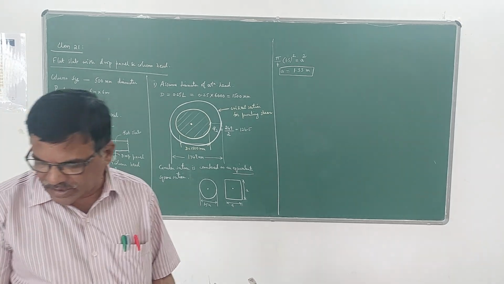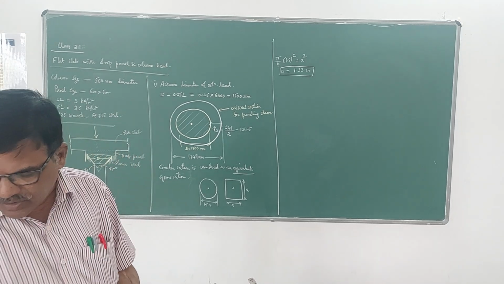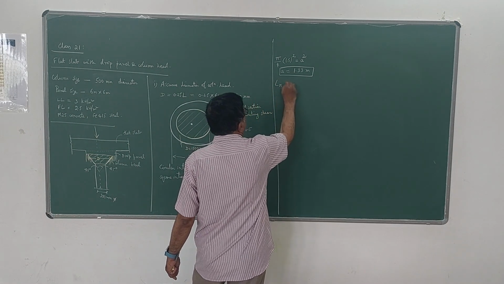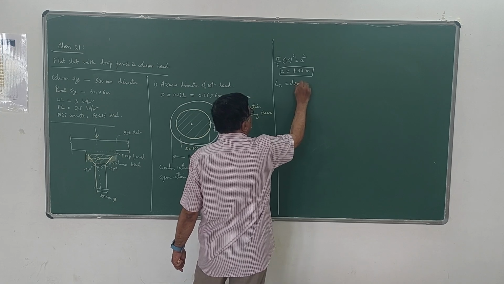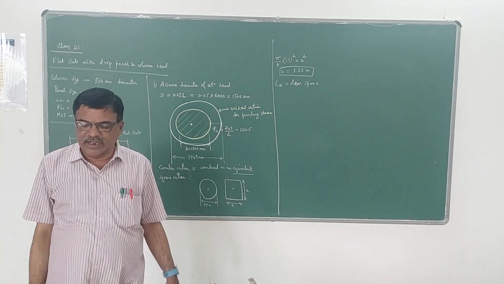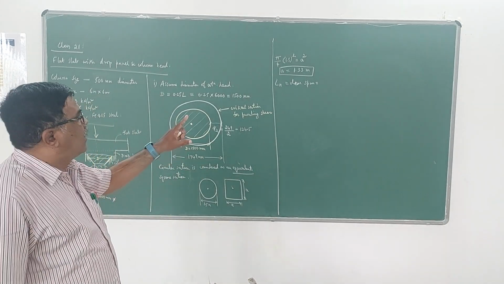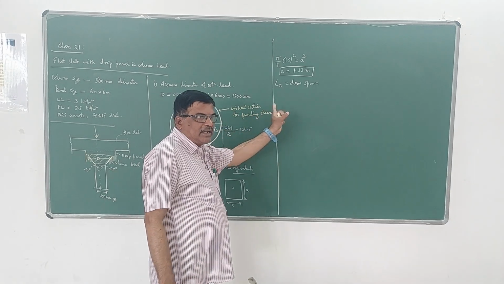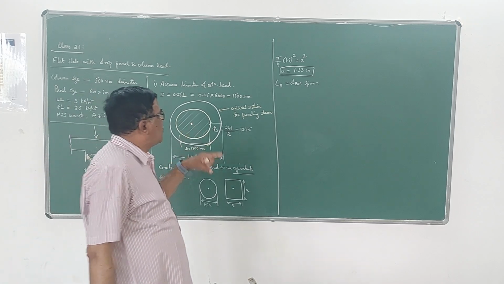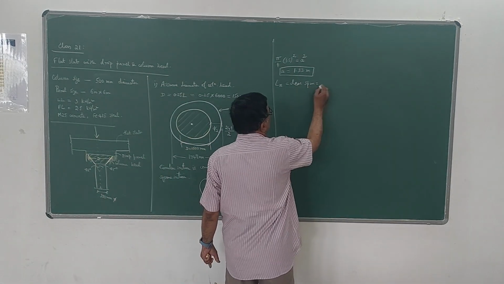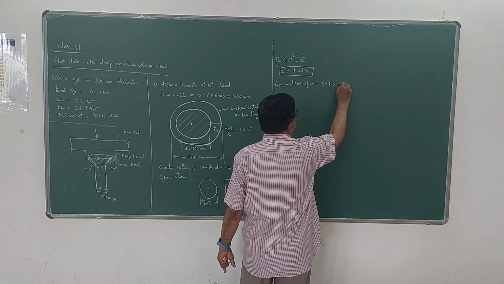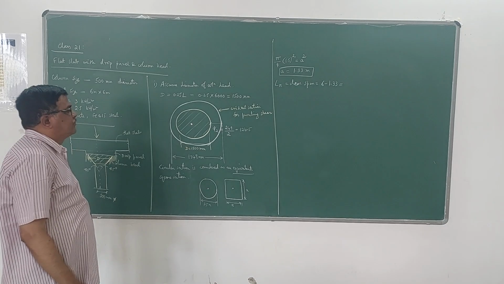1.329, which you can take as 1.33. Now here we are going to calculate the value of Ln, the clear span. In the last problem we took the clear span as 6000 mm minus 500 mm. Here we have to take the clear span as 6 minus 1.33. This is what we have to take.